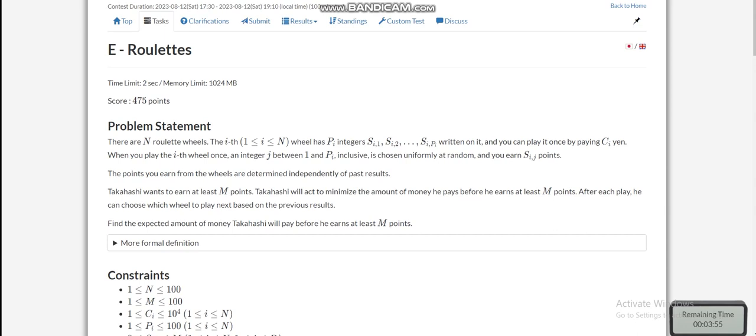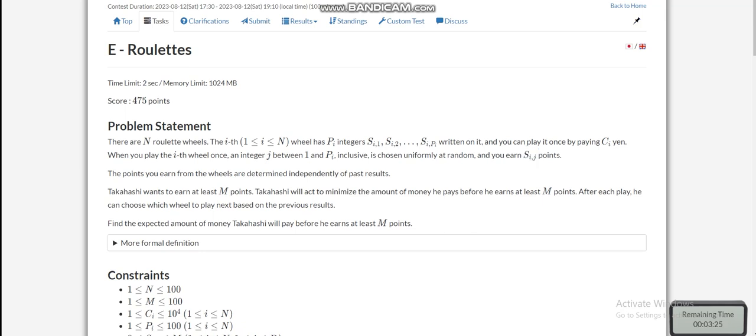Hello everyone. Today I am going to discuss the problem of AtCoder Beginner Contest 314, which is Roulettes. We are given N roulette wheels. Each wheel i has P_i integers written on it, S_i1 to S_iPi. When we choose the ith wheel, an integer j between 1 and P_i inclusive will be chosen at random, and we will earn S_ij points.